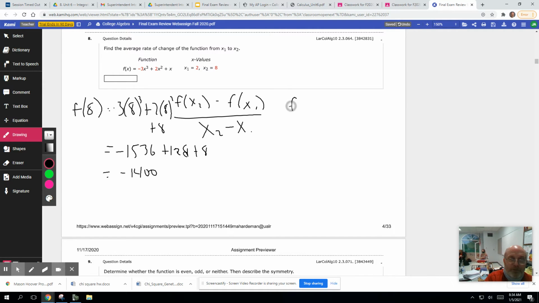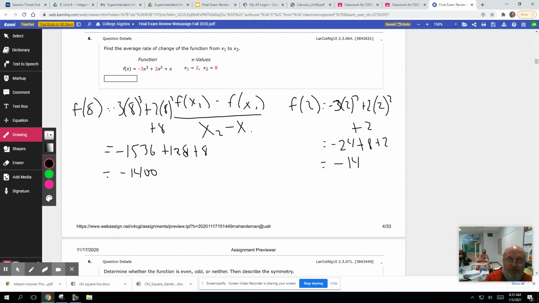And then let's find f(2). A little easier numbers to deal with here. -3 times 2³ plus 2 times 2² plus 2. That's going to be -3 times 8, that's negative 24, plus 8 plus 2. So that's going to be negative 14.